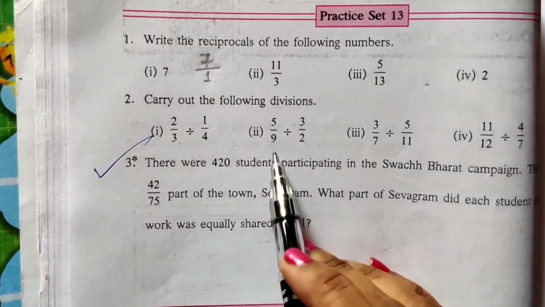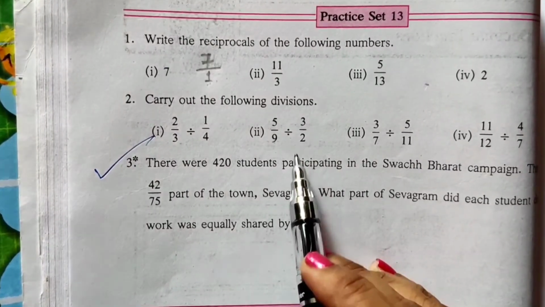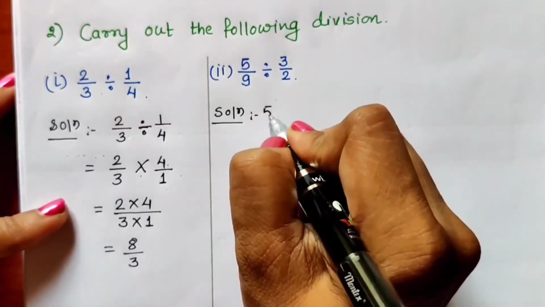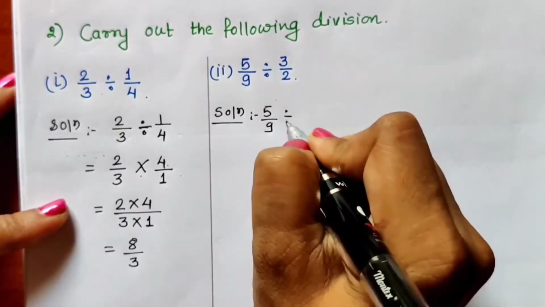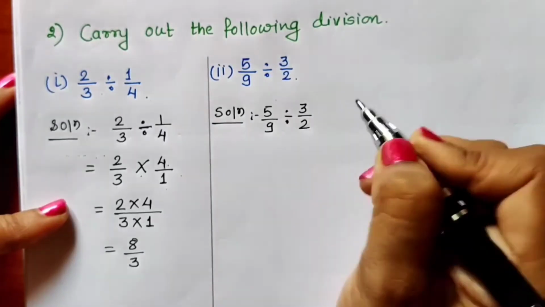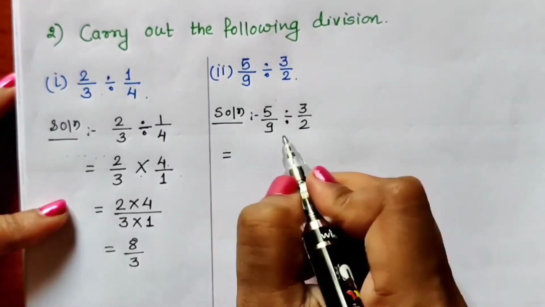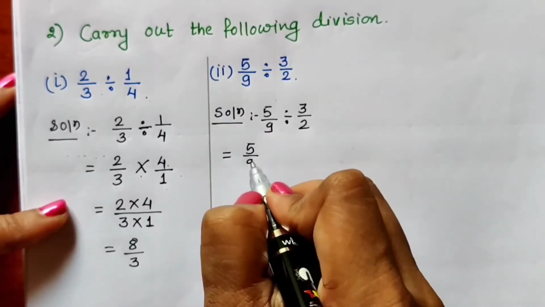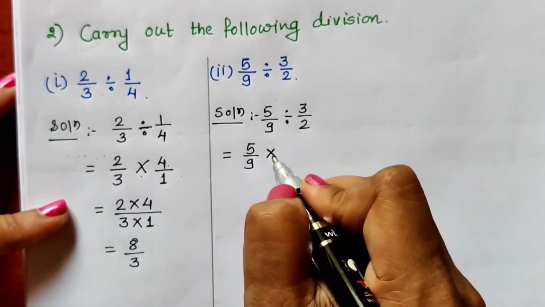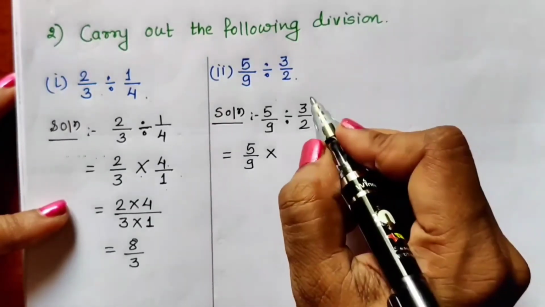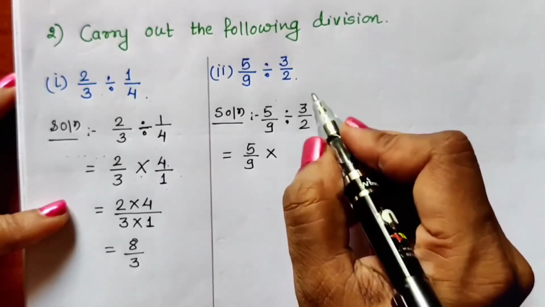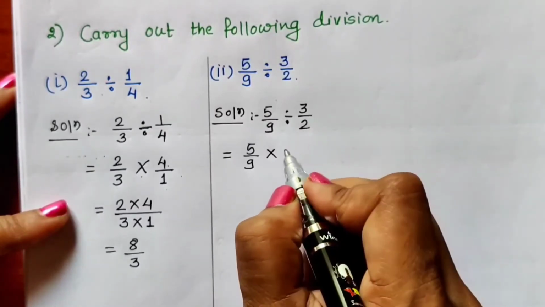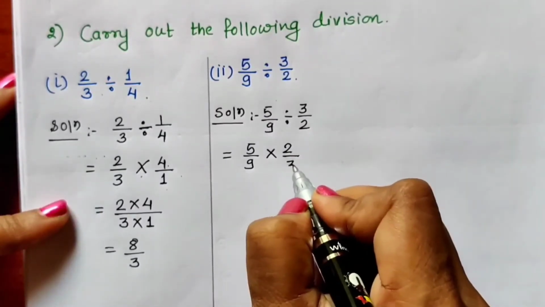Now next sum is 5 upon 9 divided by 3 upon 2. Let us solve. In solution, write the question as it is: 5 upon 9 divided by 3 upon 2. Next step, we will have to convert this division into multiplication. So 5 upon 9 multiplied by, in place of division we write multiplication sign, and we have to write the reciprocal of second fraction. Second fraction is 3 upon 2. What will be its reciprocal? It will be 2 upon 3.